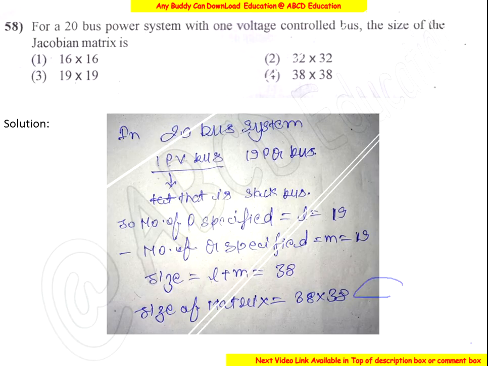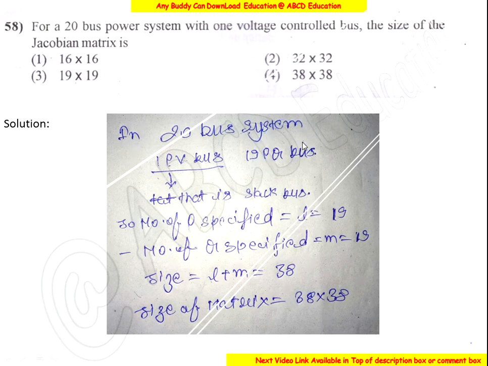In the 20 bus system, we take one as the voltage control bus, so it is also known as the PV bus. In all power systems, one must be the slack bus, so we take it as the slack bus. Now the remaining buses are 19 buses, which must be PQ buses, also known as load buses.